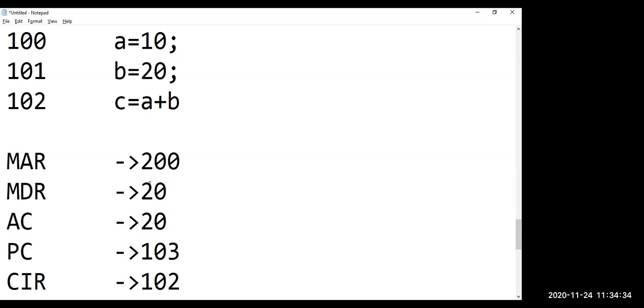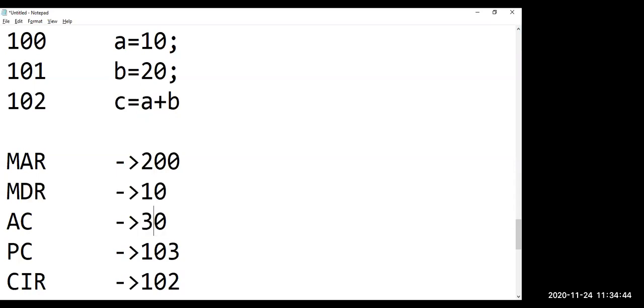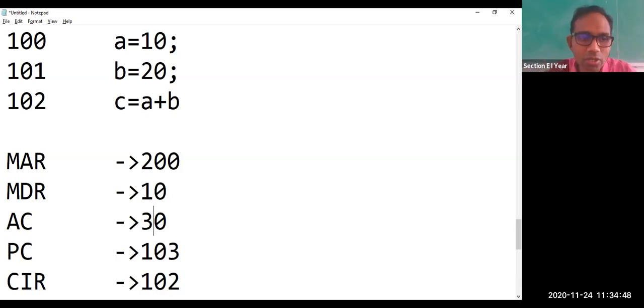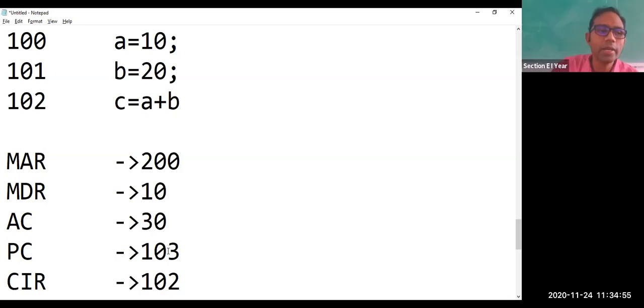Then MDR will now have 10. Now the accumulator already has 20. Add it to plus A. So here it will become 30. In this case, MDR is different and accumulator is different. In the rest of the cases, accumulator and MDR will be the same. Then what is the program counter? Same. Current instruction register? Same. So this part is over.